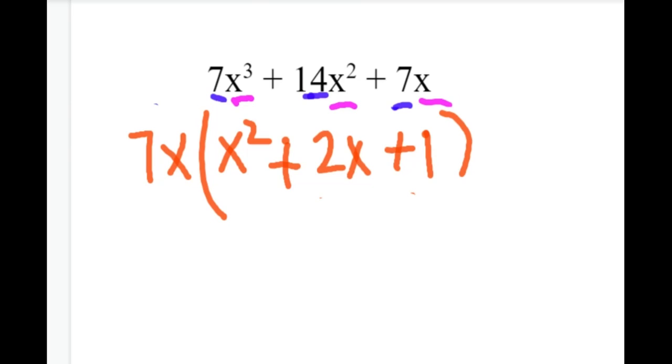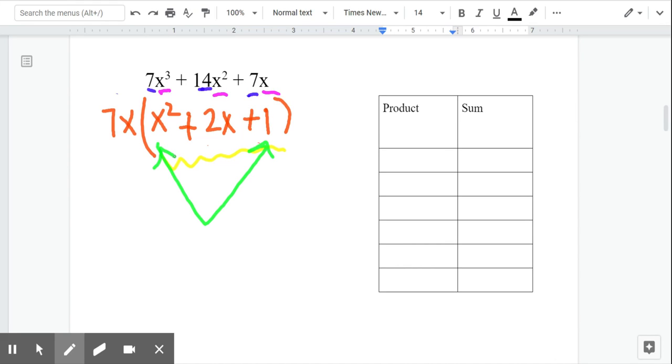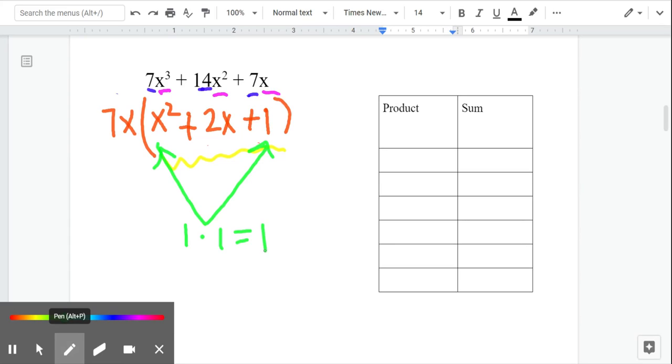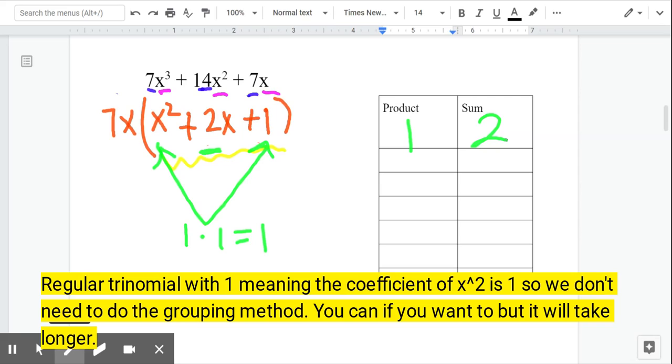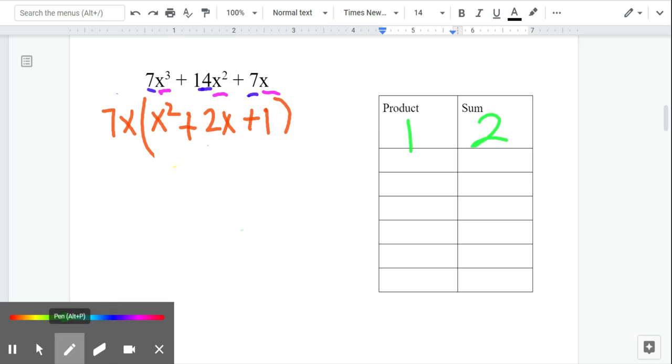So I'm just going to be looking at this term right here to see if I can factor it. So we have a product of 1 times 1, okay, which gives us 1. So I have a product of 1, and then I have a sum of 2. Now, this is just a regular trinomial with a leading 1, so those are very easy to factor. So we don't need to do grouping or any of that, okay? So we need two numbers that will give us a product of 1 but add up to 2.